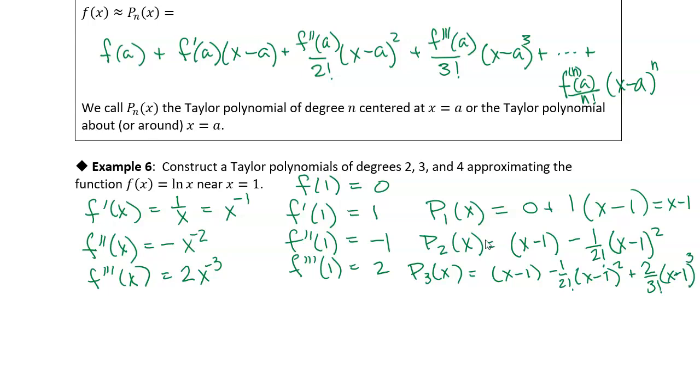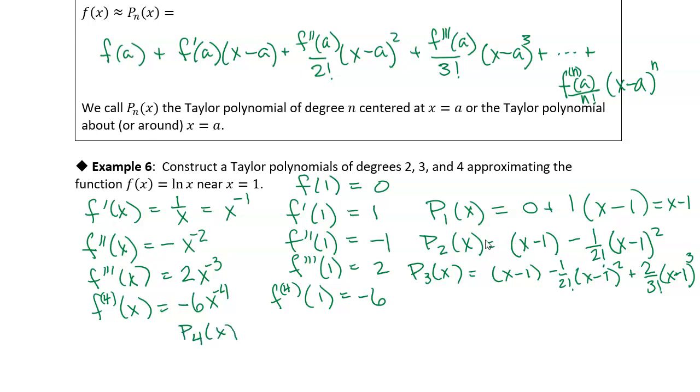All right, now one more. We got to do one more. Let's find the fourth derivative. Again, we're just going to use the power rule. We get a -6 x to the -4. So the fourth derivative at 1 is equal to -6. All right, so I'm going to write P4 down here. This is going to be a little bit longer.